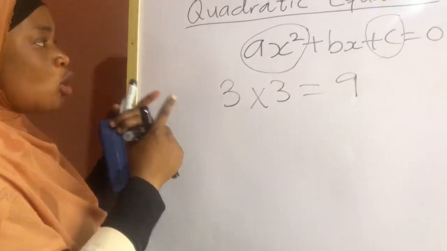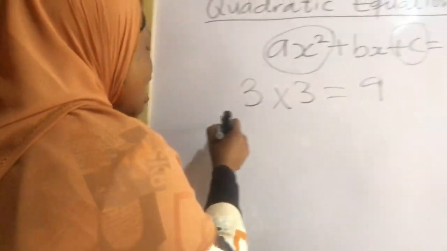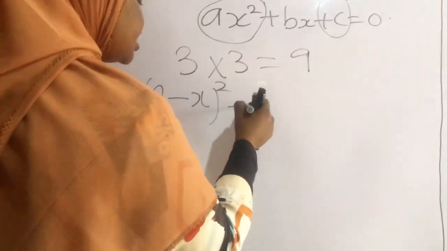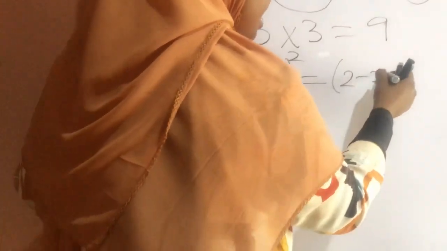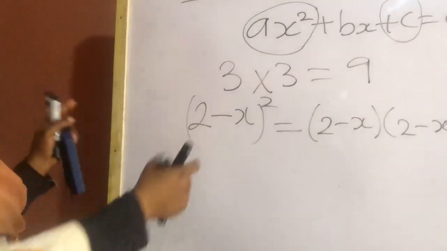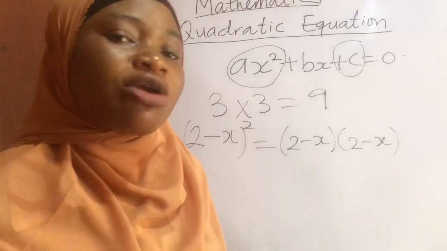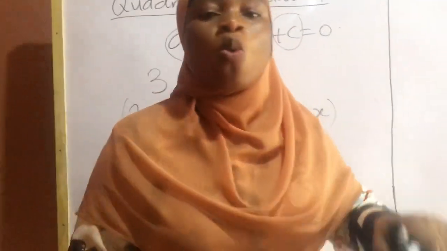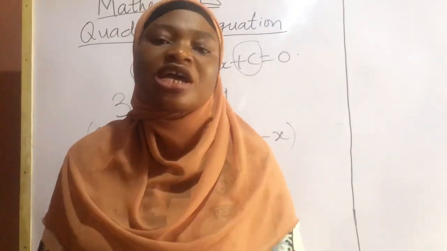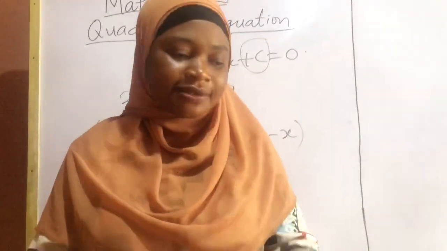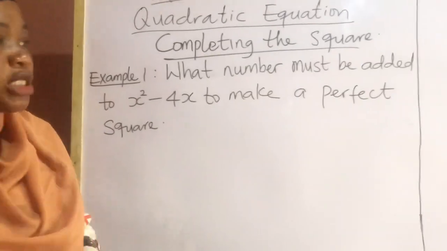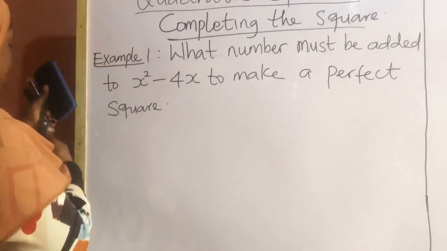Now, if I go to algebra, 2 minus x all squared is the same thing as 2 minus x multiplied by 2 minus x. This (2 minus x) squared is also a perfect square. We come across some expressions or equations which are not perfect squares, so we have to change them to perfect squares. That is where the completing the square method comes in. What number must be added to x squared minus 4x to make a perfect square?